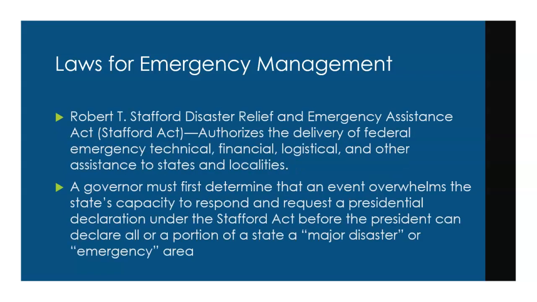We have the Stafford Act, which authorizes the delivery of federal emergency technical, financial, logistical, and other assistance to states and localities. This is where we get our FEMA funds from. And of course, the governor has to determine that we have an emergency, and then they have to declare an emergency. This is not just saying, "Hey, I need to do it." They have to look at what's going on, and then they have to say, "I have an emergency that fits the need, that I need extra funds and I need extra response by the federal government." And then they have to declare a major disaster or emergency of an area.